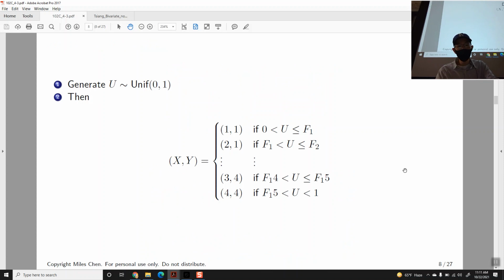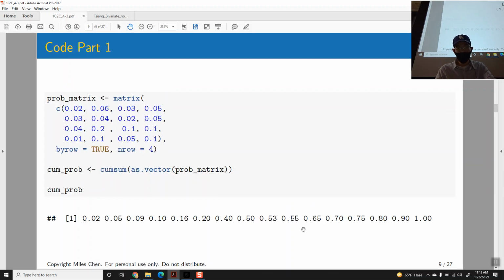Okay, how could we implement this? All right, so same idea here. Now I just have a lot more boundaries, and sorry, this should say f sub 14 and f sub 15 to 1, and these would correspond to the values. How could we implement this into our code?